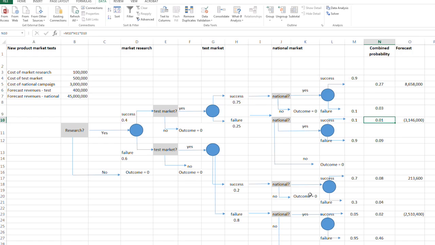This is a simplified tree, focusing on combined probabilities of all of its branches. To make this into a true decision tree, we would need to add expenses into our forecasts. Then we could use those forecasts to prune the tree. For example, if you look at cell N10, the likelihood of success in a national campaign after a failed regional campaign is less than 1%. It's just not worth the risk.